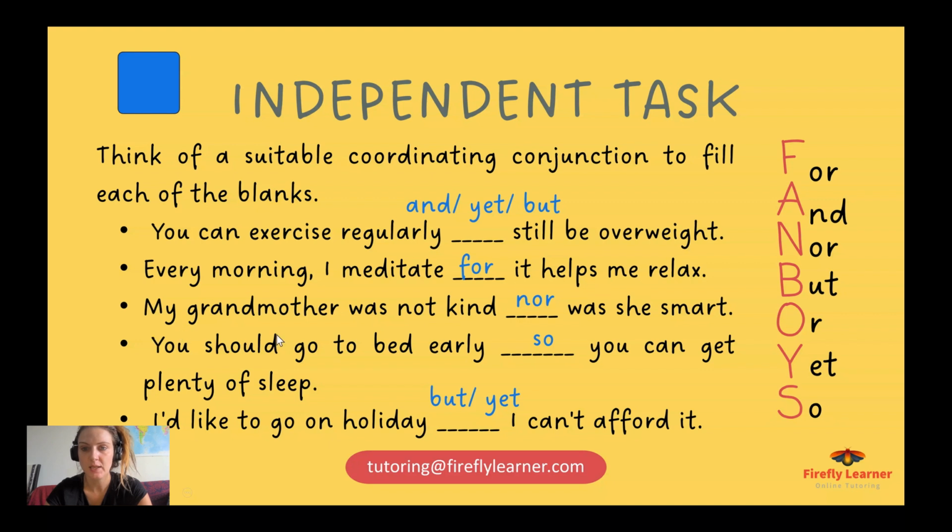My grandmother was not kind, nor was she smart. I could have actually put in there but or yet as well, because they do kind of contrast. It would make sense. It would be a different meaning, but it would make sense if I said my grandmother was not kind, but she was smart. I'd just have to change the she and the was to being the other way around. Or my grandmother was not kind, yet she was smart would also make sense. But again, I'd need to swap the was and the she the other way around. When I'm using nor, we say, nor was she smart.